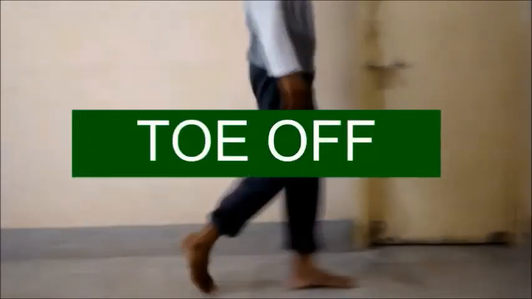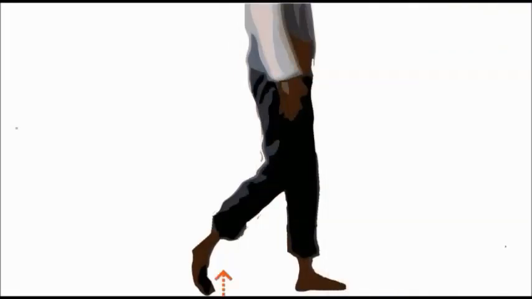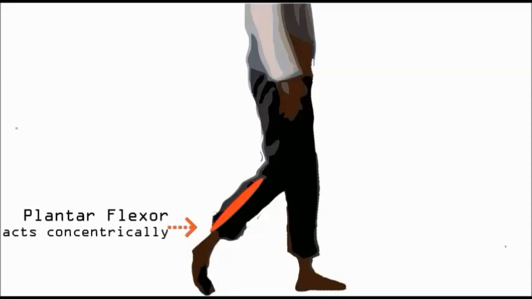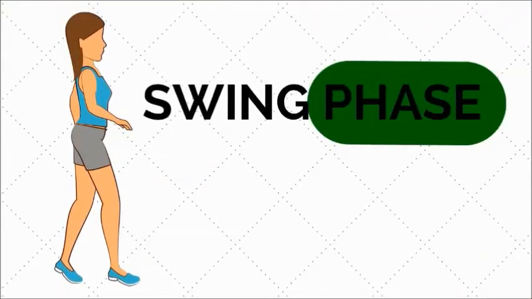Toe off. Now it's the turn of toe to leave the ground. Plantar flexors continue to act concentrically. The iliopsoas muscles, which are hip flexors, shift from eccentric to concentric activity, which will advance the extremity into swing phase. So here we complete the stance phase.